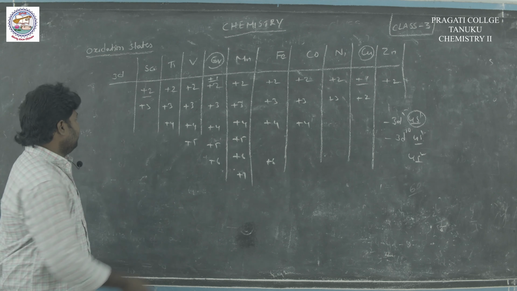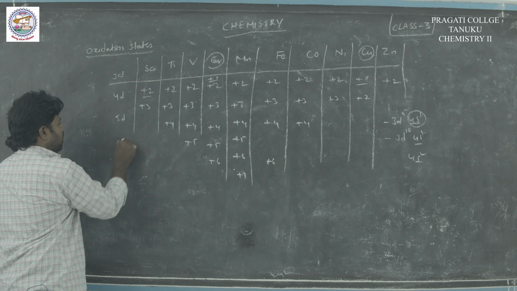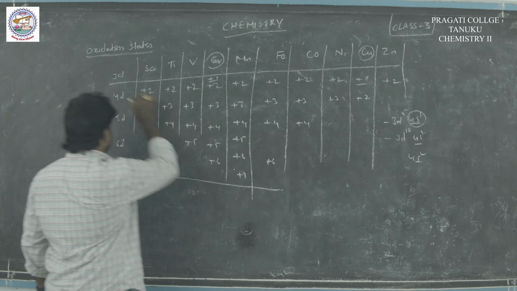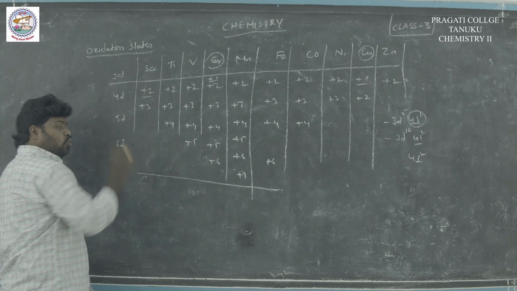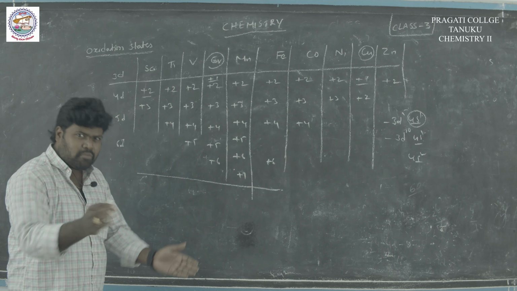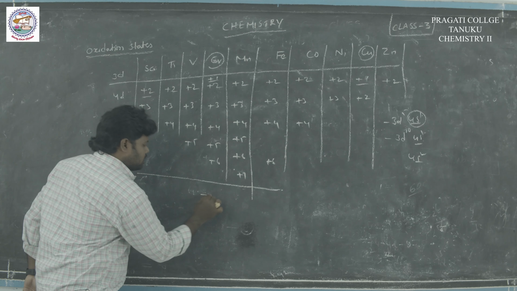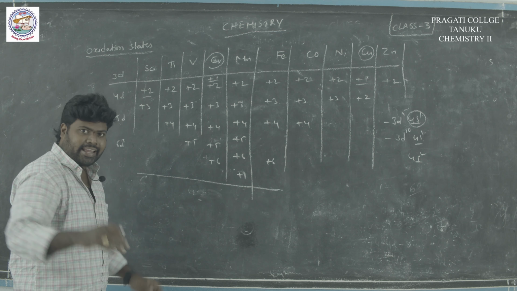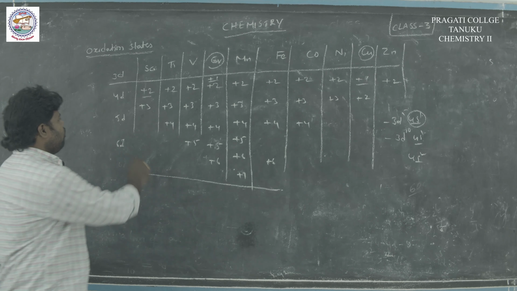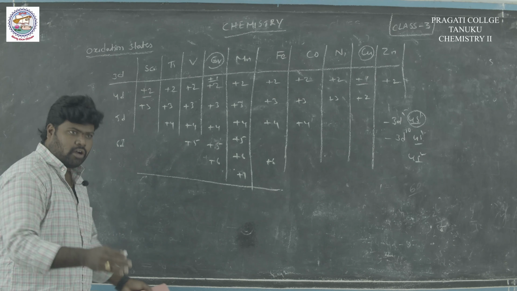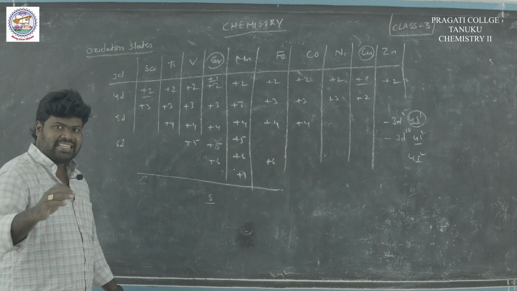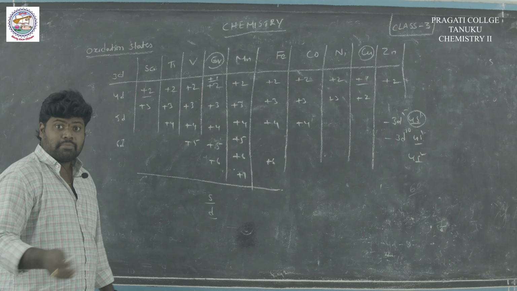Okay, then generally in any series, 3d, 4d, 5d or 6d, half of the elements, that means the first 5 elements, up to manganese in the 3d series, up to technetium in the 4d series, and up to rhenium in the 5d series, exhibit a minimum oxidation state equal to the number of s electrons, and a maximum oxidation state equal to the number of d electrons.